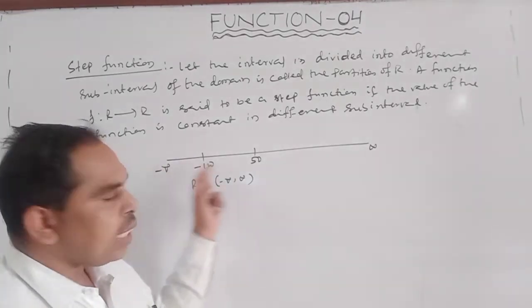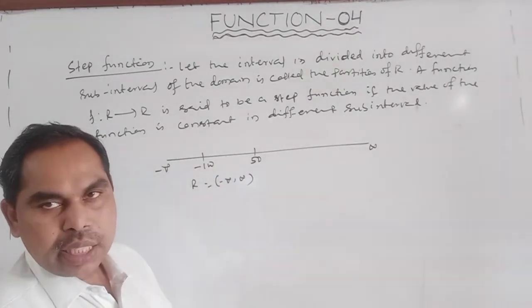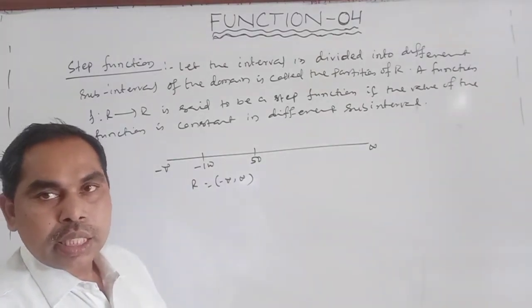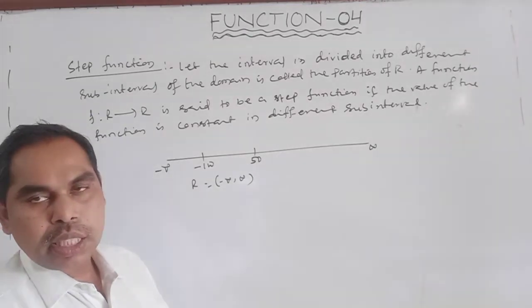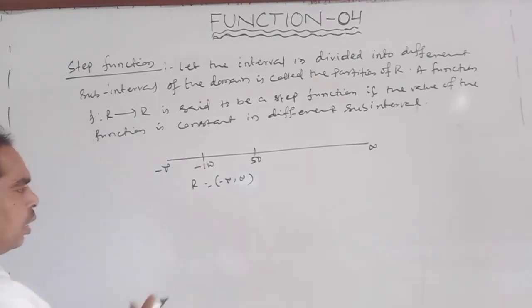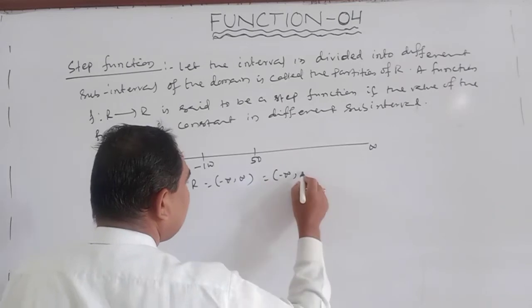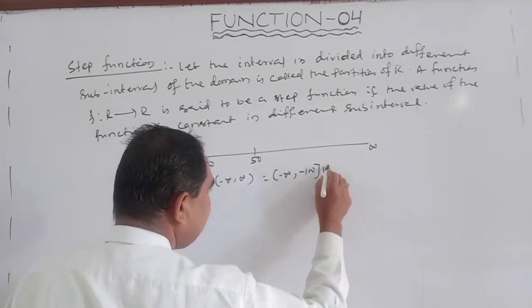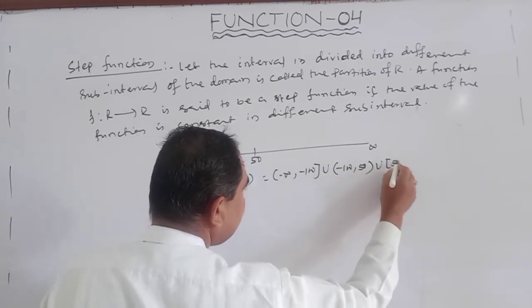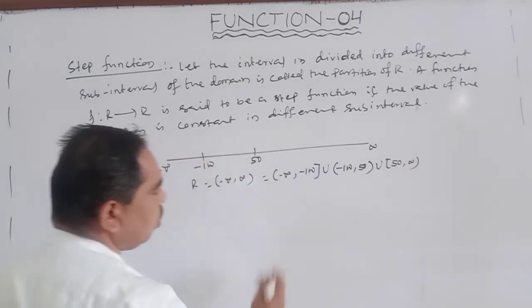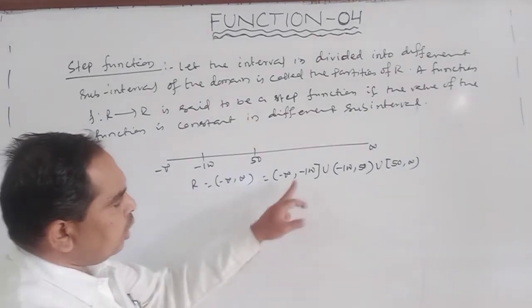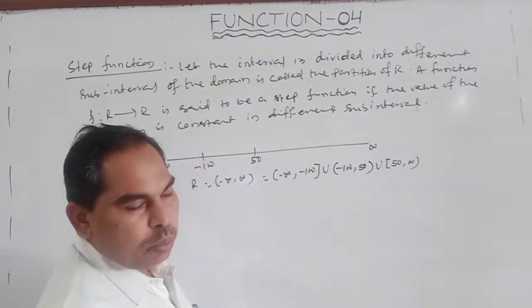Okay, so this is called a partition. Partition of a set means a set is divided into some parts or subsets that have no common elements, meaning they are mutually disjoint. So R is equal to minus infinity to minus 100, union minus 100 to 50, union 50 to infinity. They are subintervals of the real numbers R, and this is called a partition.